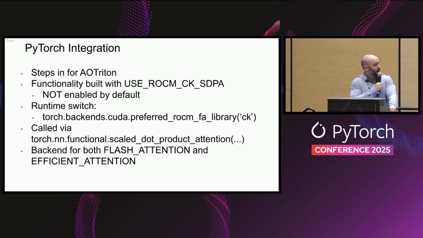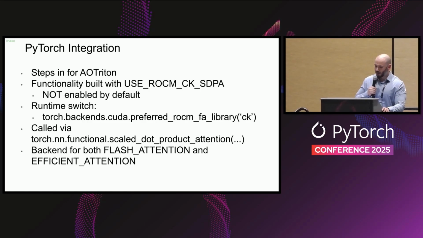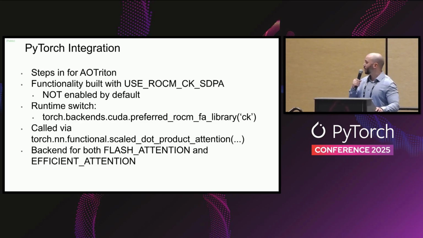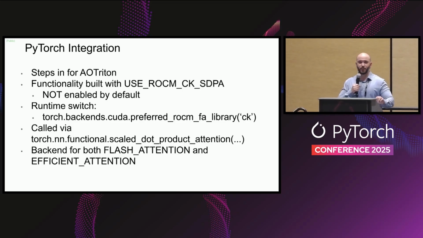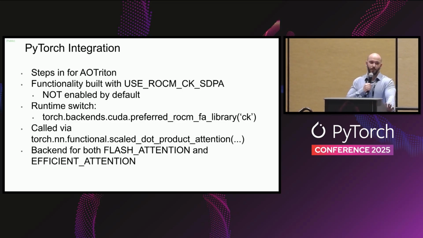Now let's move on to our next operation, scaled dot product attention. In the case of SDPA, the previously used library on ROCm was AOTriton. When enabled, the logic is simply routed to CK instead. Similarly to GEMMs, this functionality is only built when the environment variable USE_ROCM_CK_SDPA is set to true. Dissimilar to GEMMs, this is not enabled by default.